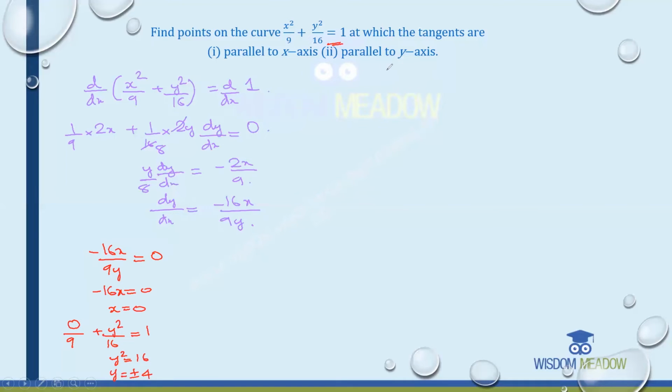So the points are (0, 4) and (0, -4). That stands for the first one.